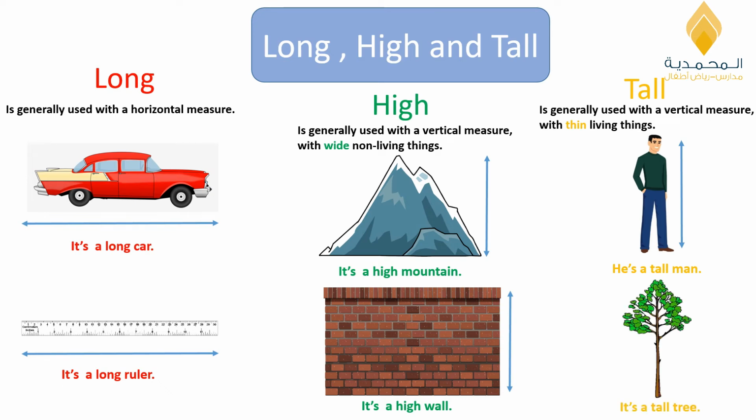Look at this tree. It's a tall tree. We are talking here also about a vertical measure. The tree is thin and it's a living thing. So we use tall. Again, we use long to describe a horizontal measure. We use high to describe a vertical measure with wide, non-living things. And we use tall to describe a vertical measure with thin living things.